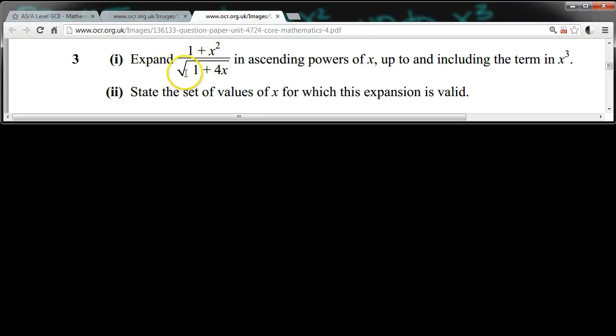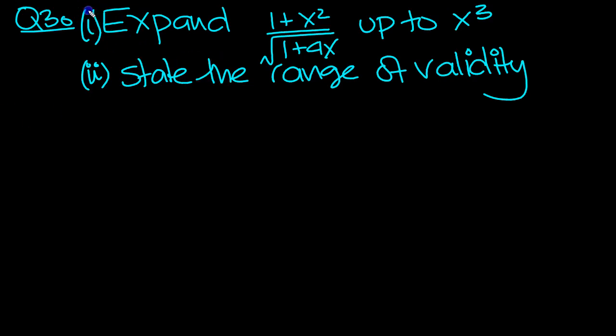Expand (1 plus x squared) over the square root of 1 plus 4x in ascending powers of x up to and including the term in x cubed. State the centre values of x for which this expansion is valid. So here's the question then, let's have a look at it.